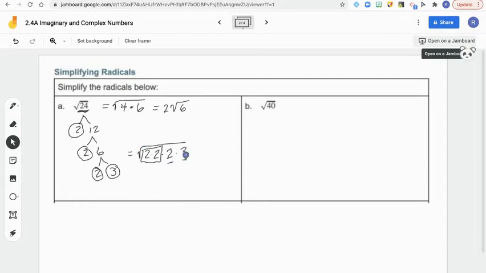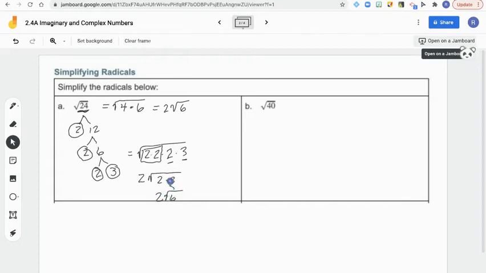This 3 doesn't have a partner. So any place that I had them partnered up, those numbers will come to the outside as a single number. These ones that didn't have partners need to stay in there. And so our final step is going to be to put that 2 times 3 back together.